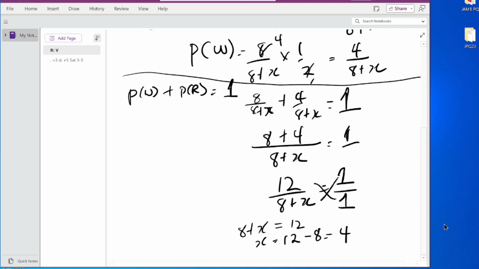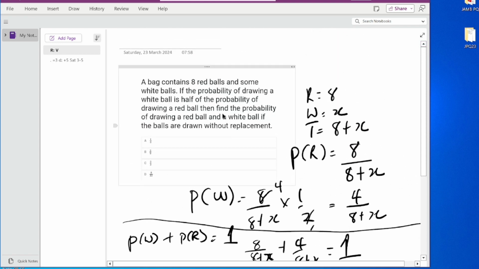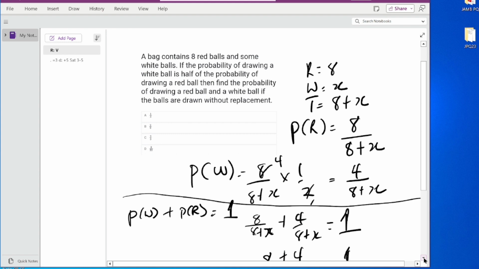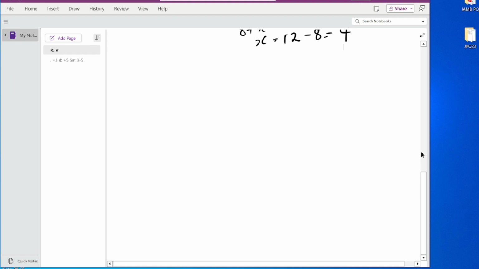So X from the beginning represents the number of white balls. So there are 4 white balls and there are 8 red balls. Going back to the question, it says find the probability of drawing a red ball and then a white ball if the balls are drawn without replacement. So if they are drawn without replacement, the first ball is red, so probability red and then probability white.